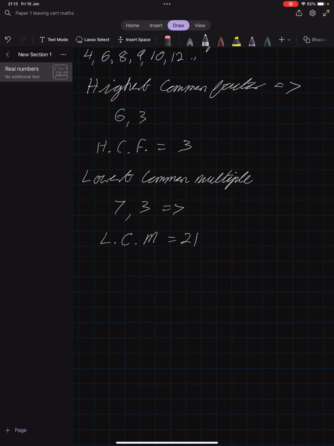Now for something like 10 and 6, this is going to be 30. Okay? So you can think of it that 7 and 3 have nothing in common, and therefore typically the answer of the lowest common multiple is just them multiplied together. 10 and 6 have 2 in common. Okay? So they both have 2 in common.